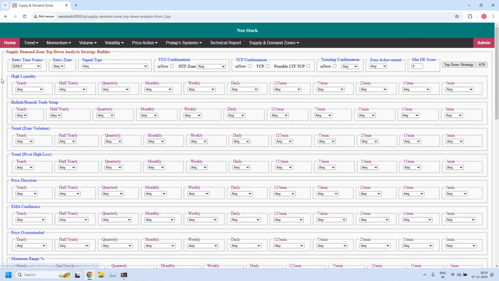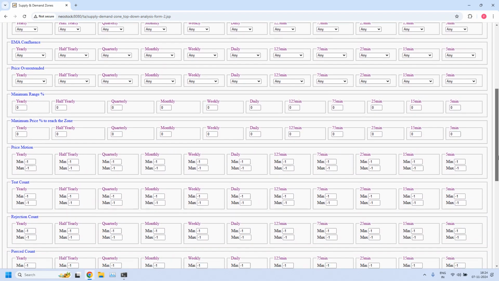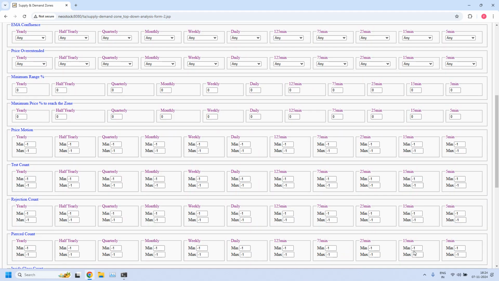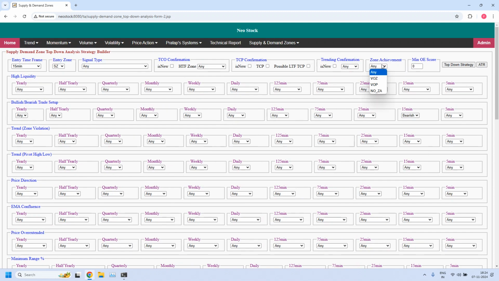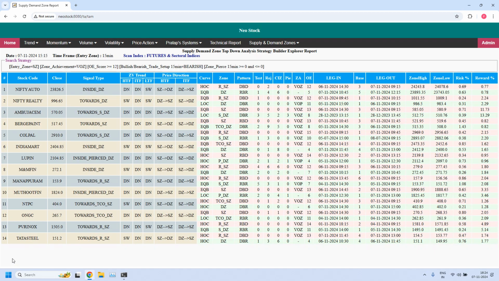Okay, next bearish trade setup for daily income trade, entry time frame 15 minutes, entry zone is supply zone. In bullish or bearish trade setup at 15 minutes time frame, I am selecting bearish. The 15 minutes supply zone should not be pierced. So in the pierced count at 15 minutes time frame, minimum value is 0 and maximum value is 0. Zone achievement should be violated opposing zone. Minimum odd enhancer score is 12. With all the three filters applied to 15 minute supply zone, now we got 14 stocks.